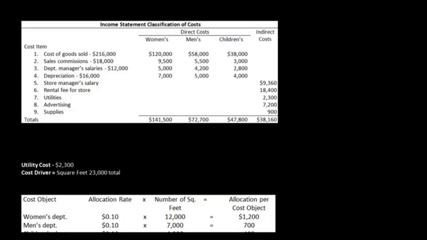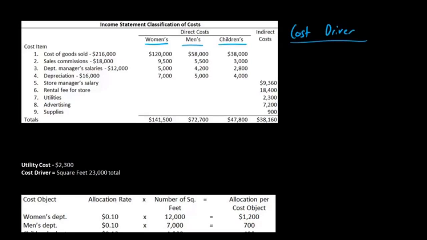Alright, in the last video we talked about how to allocate indirect costs, and we said that there are three things you got to do. First, we have to identify what it is that we're going to allocate: the indirect costs. Then we got to identify where we are going to allocate it to, and that's the cost object. In this example, we have three cost objects: the women's department, the men's department, and the children's department. And then we had to decide how we are going to allocate it, and that was what the cost driver did when we allocate the indirect cost.